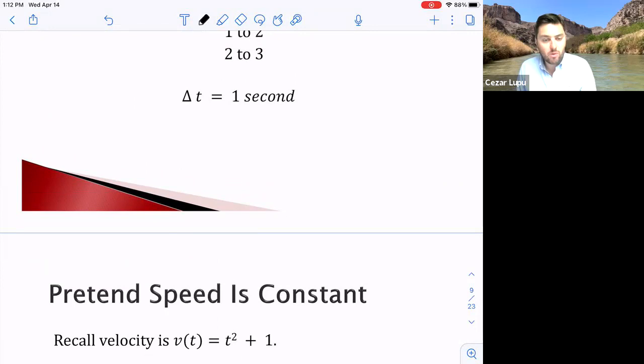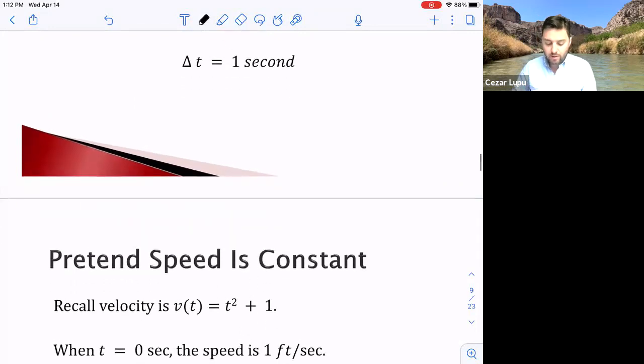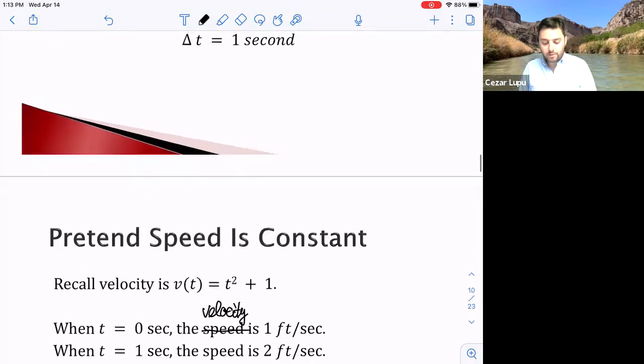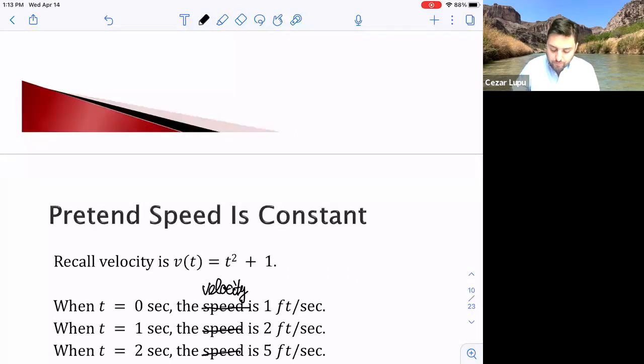Well, let's see, when t equals 0, it's quite clear that the velocity, not the speed, sorry, is 1 feet per second. Here's the velocity. When t equals 1, guess what? You're going to plug in t equals 1, the same thing. The velocity is 2. It's 1 squared plus 1, which is 2 feet per second. And then when t equals 2, the velocity will be 2 squared plus 1, which is 5. Great.